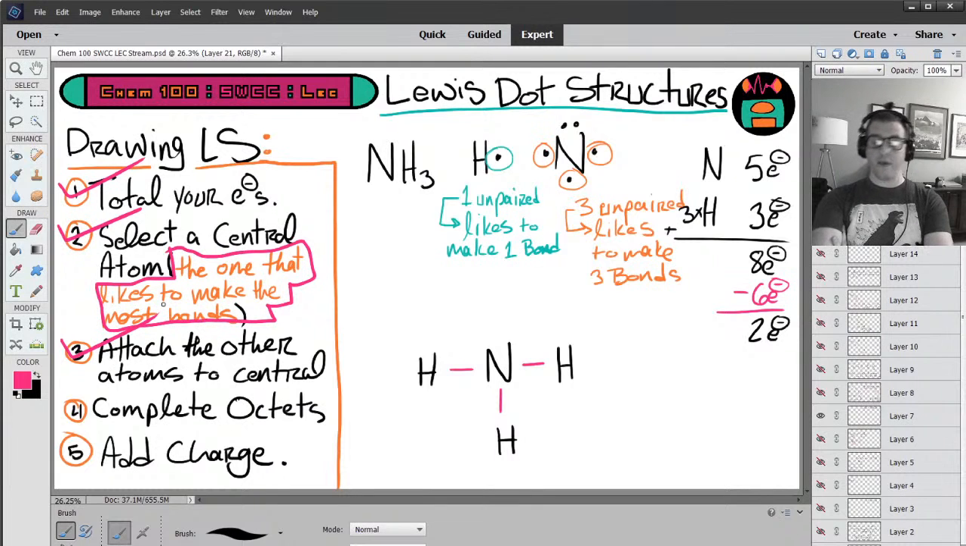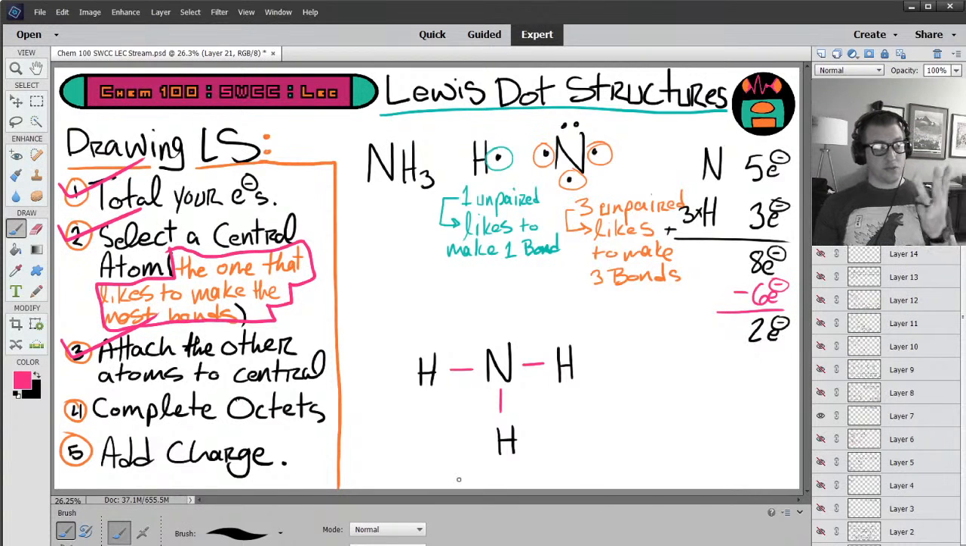Step number 4. Now, we need to make sure that every atom has the octet rule taken care of. All right? Now, hydrogen, its nearest noble gas is helium. It needs access to 2 electrons. And you'll notice that each hydrogen has 1 bond in this molecule. So each hydrogen has access to 2 electrons. Octet rule is good for those.